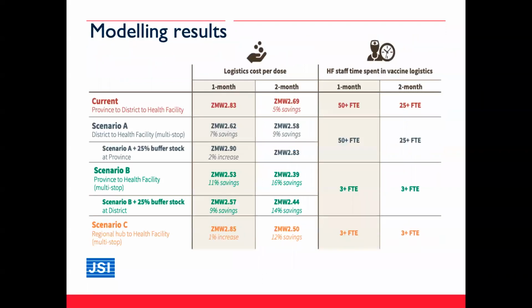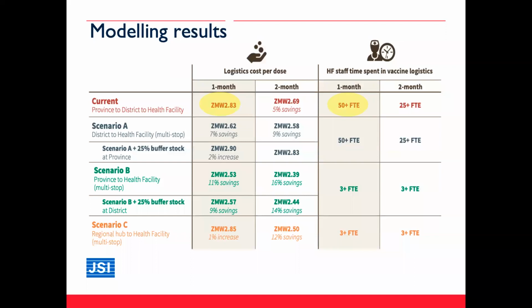So we modeled these different scenarios that were chosen during our workshop to see the impact on the current system. This process gave us results in terms of the impact on the cost per dose, the logistics cost per dose to deliver each of these vaccines down to that health facility level, and also the staff time for logistics. So how much time do health facility staff spend out on vaccine logistics, and what is the implication across these different scenarios? And this really just allowed us to see the different comparisons of these scenarios and how it impacted these 2 indicators.